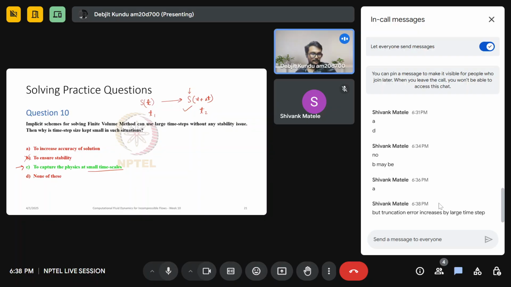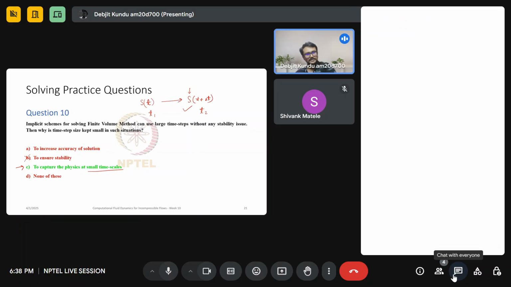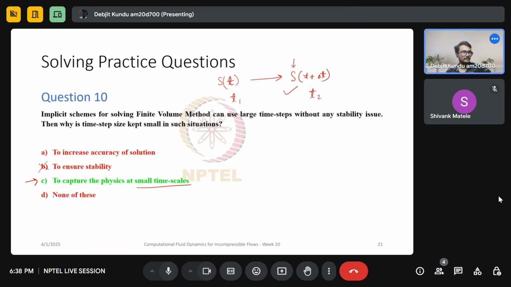Okay. There's something in the chat box, but truncation error increases by large time step. Yeah, but how much? Truncation error is there, that's true, but then again, if your solution has converged, then that is the correct solution at time t2, right?